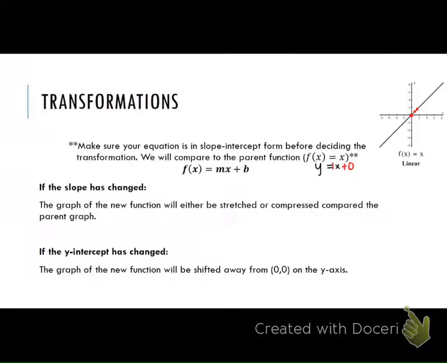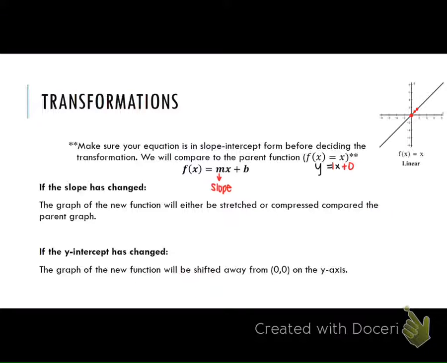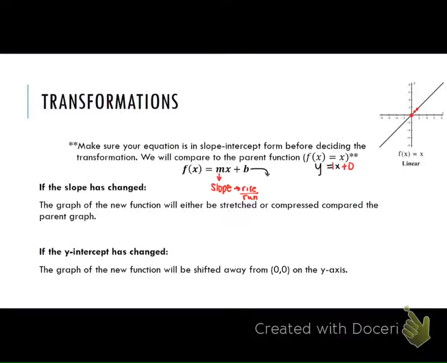It starts at 0 and it goes up 1 over 1, up 1 over 1. That's all the parent function is. It's just that oblique line, which means slanted line going through the origin, that goes up 1 over 1. We will compare to the parent function most of the time. Remember, in slope-intercept form, f of x equals mx plus b. m is your slope, which is a rise over a run, and b is your y-intercept.